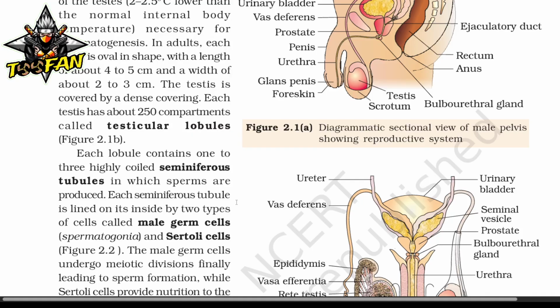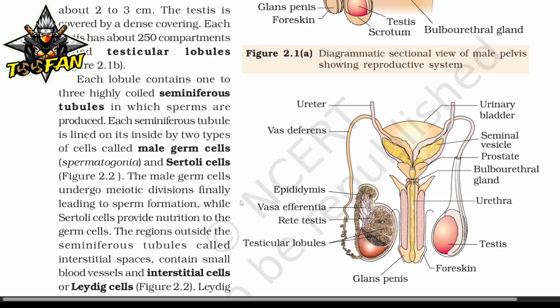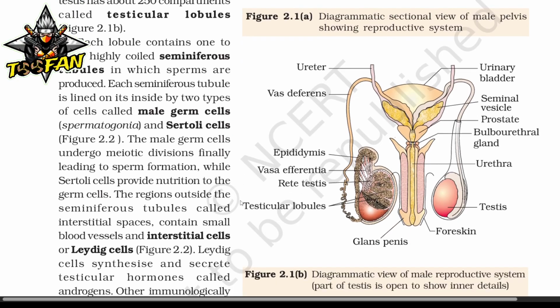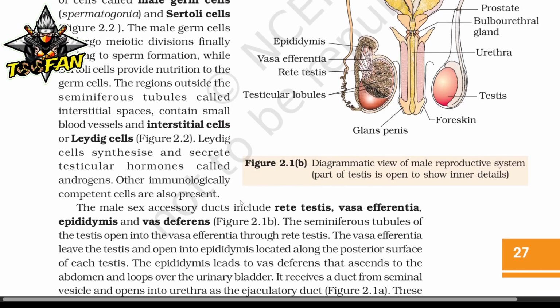The male germ cells undergo meiotic division, finally leading to sperm formation, while Sertoli cells provide nutrition to the germ cells. The regions outside the seminiferous tubules, called interstitial spaces, contain small blood vessels and interstitial cells or Leydig cells. Leydig cells synthesize and secrete testicular hormones called androgens. Other immunologically competent cells are also present.